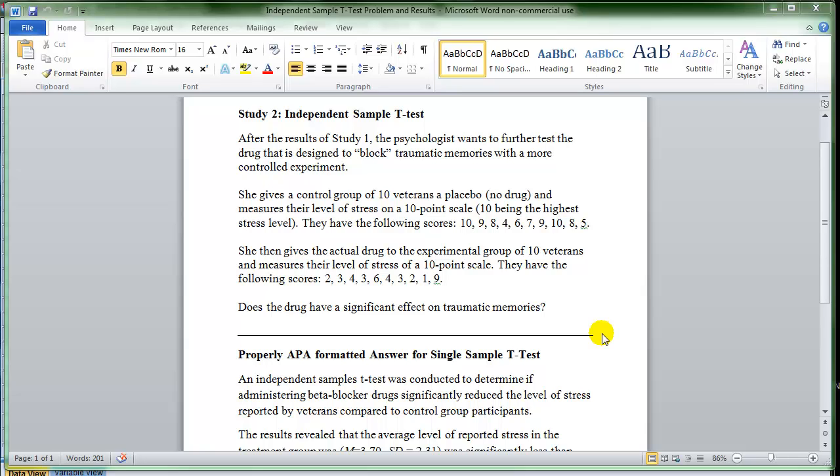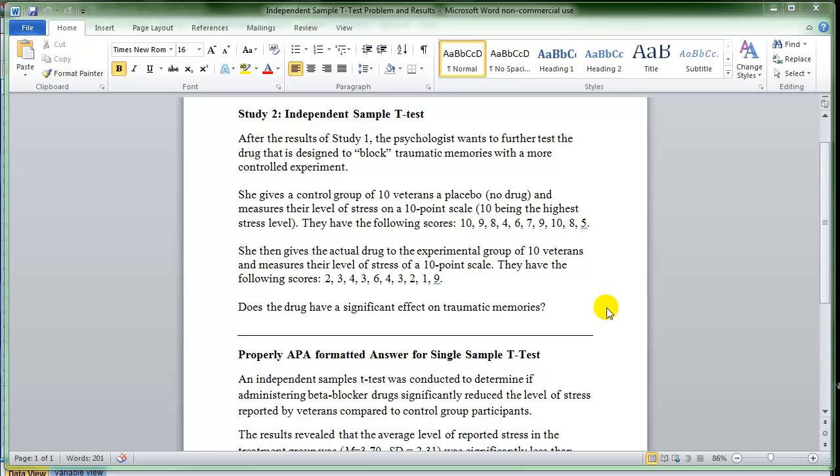So she gives 10 veterans who have PTSD or traumatic memories a placebo and measures their level of stress on a 10-point scale, 10 being the highest on the scale, 1 being the lowest, and you can see their scores there. She then gives the actual drug to the experimental group of veterans and measures their level of stress on a 10-point scale, and they have the following scores there. And of course, the research question is, does the drug have a significant effect on traumatic memories?